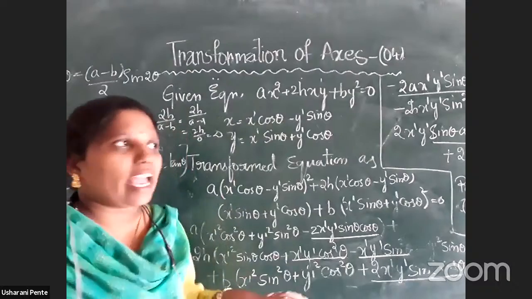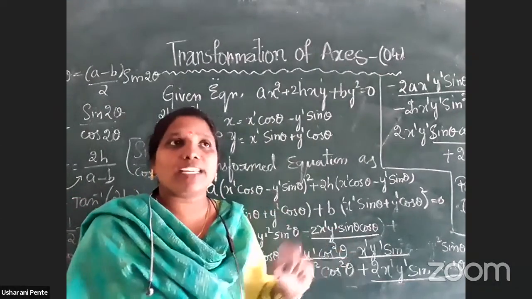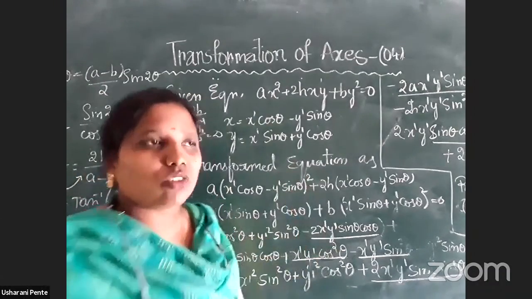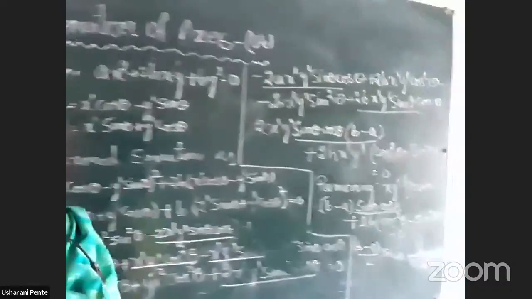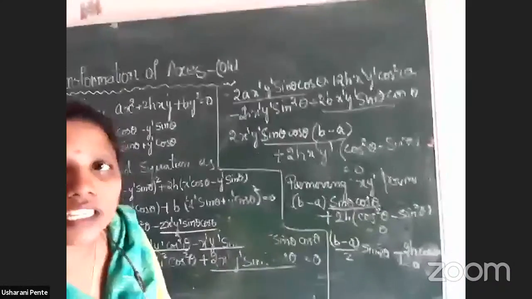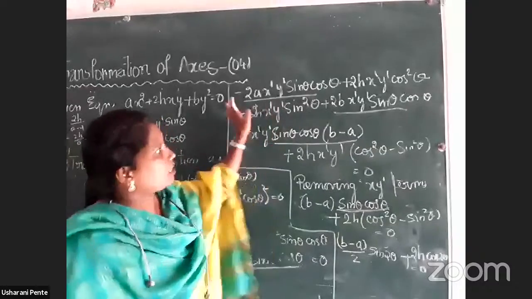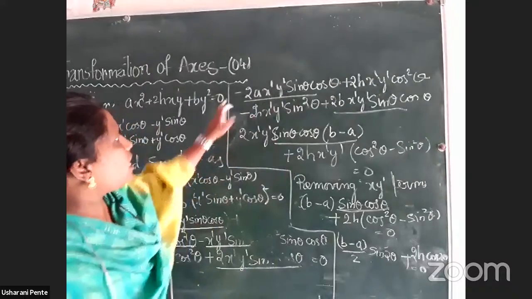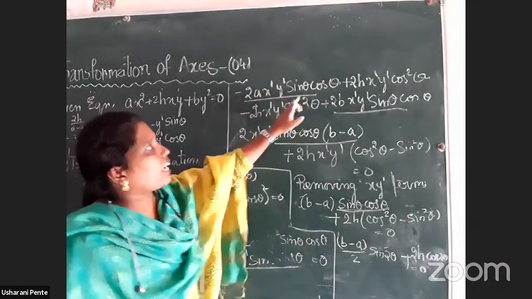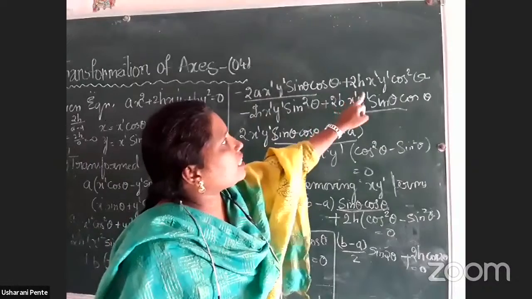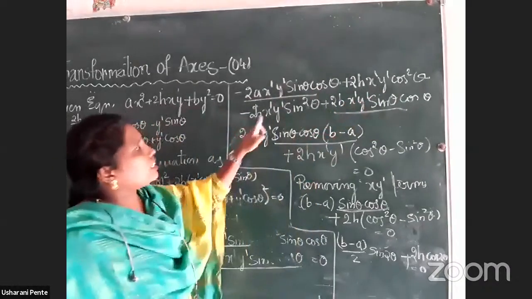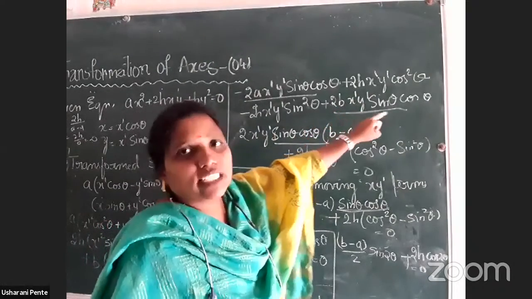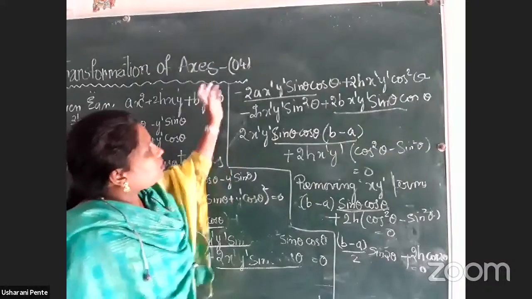But in the problem they have asked us to remove the x dash y dash terms. So I am collecting all the x dash y dash terms together. If we take all the x dash y dash terms together, what do we get? That is minus 2a x dash y dash sin theta cos theta plus 2h x dash y dash cos square theta minus 2h x dash y dash sin square theta plus 2b x dash y dash sin theta cos theta. Then what are we taking?